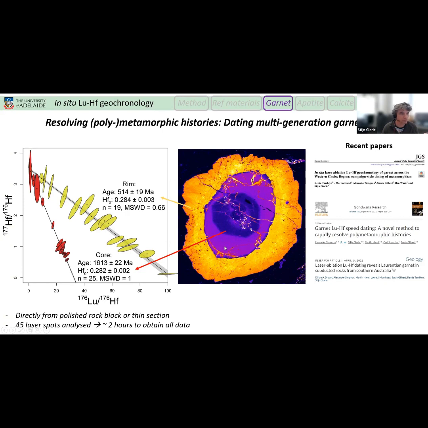In other words, this garnet has grown 2 times. It made the first garnet during the Olarian orogeny, and that's exactly the number for that. And then during the Delamerian, an overprint happened after that. So we can separate those two and get resolving of polymetamorphic histories essentially directly from a rock block or from thin section, because the ablation depth also allows for garnet to be used in thin section as well. So we usually take thin sections, put them on the laser, and we can date those different generations directly in situ. And that's, I think, one of the most powerful ways of dating garnet with this method.